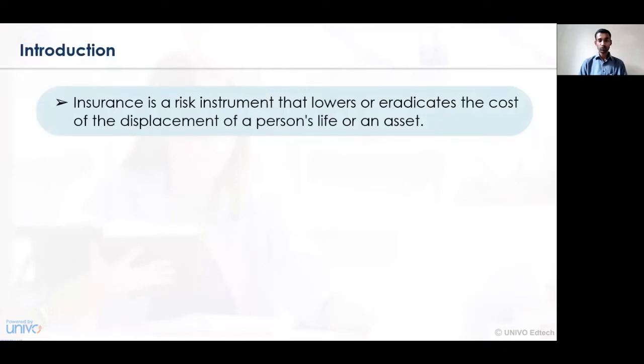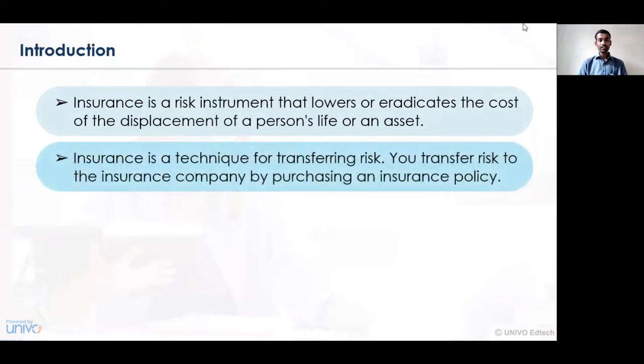Insurance is a risk instrument that lowers or eradicates the displacement of a person's life or an asset. So, in this case, what do we understand? That insurance is a medium or a mode for reducing the risk to a life or an asset. At any point of time, we conduct various business transactions and activities, and while conducting them, we always undertake a certain amount of risk. That risk is either shared or unshared. The risk which is shared between individuals is called insurance, whereas the risk which is not shared is completely borne by an individual. So in terms of insurance, we are trying to displace this amount of risk from one mode to another. It is a technique for transferring the risk.